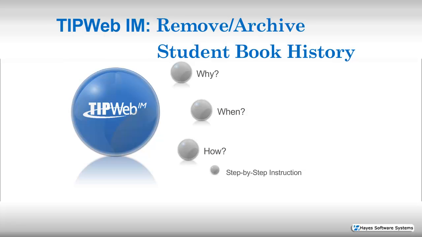The statuses that can be removed and archived include collected, reconciled paid and partial paid, and reconciled lost. We'll discuss what those terms mean as we train. We'll also talk about when and do some how step-by-step instruction. I'm going to go ahead and share my screen and we'll get started.